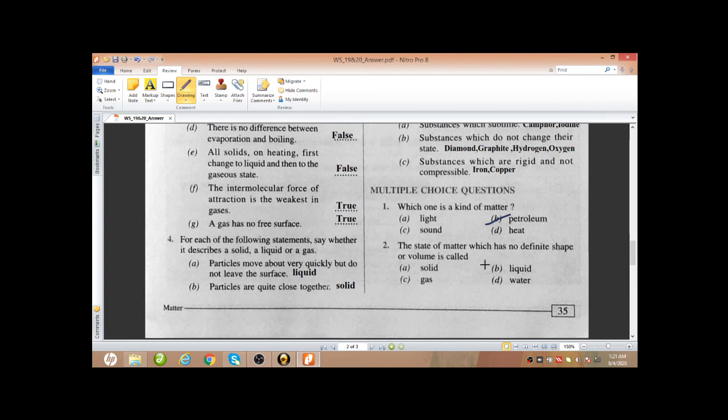Next, the state of matter which has no definite shape or volume. So this is gas. Solid and liquid and water: water and liquid are both the same, both are in liquid form. Solids have definite shape and volume both, whereas liquid and water have definite volume but no definite shape. Only gases have no definite shape or volume, so this will be gas.